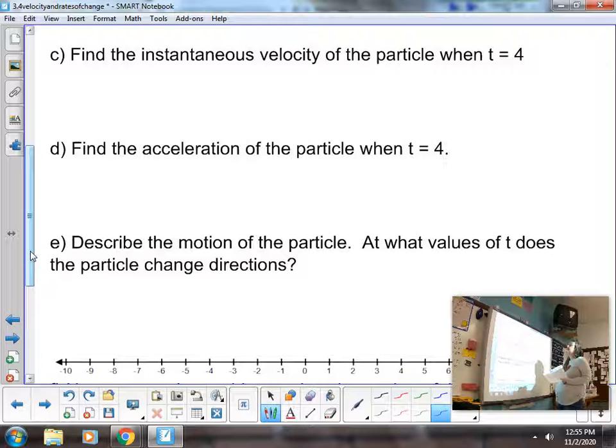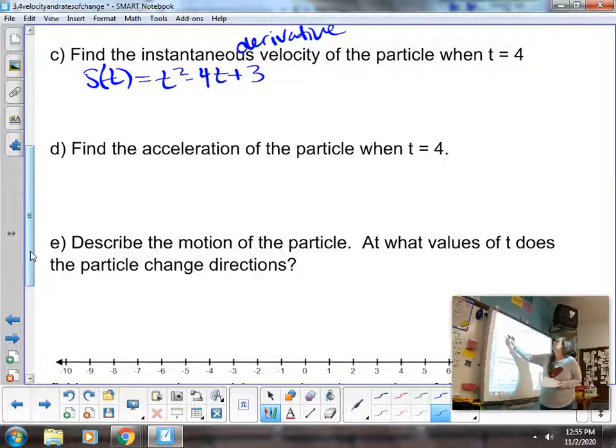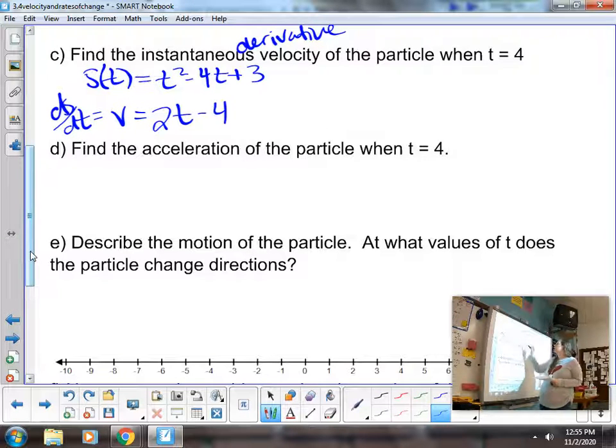Part C, find the instantaneous velocity of the particle when t is equal to 4. I'm going to recopy that equation so that we have it. S of t is equal to t squared minus 4t plus 3. To find the instantaneous velocity, that is the derivative. So I have to find ds dt, which is the same thing as my velocity. So that's going to be 2t minus 4. And we want to know this answer at 4.